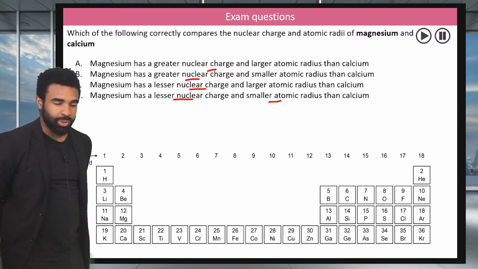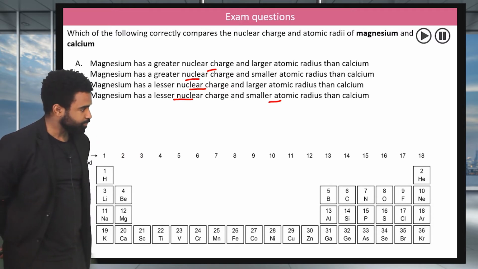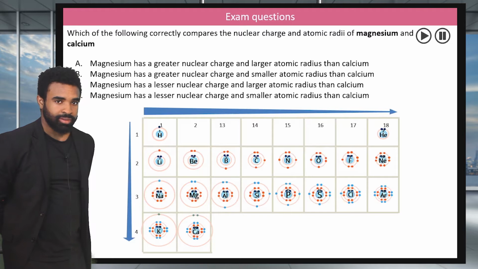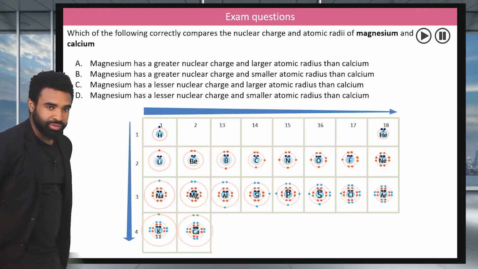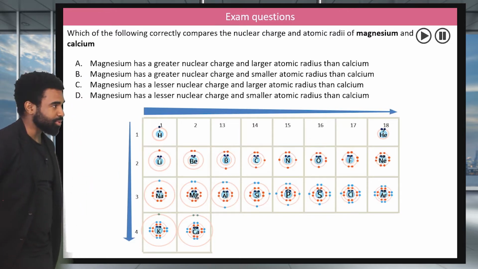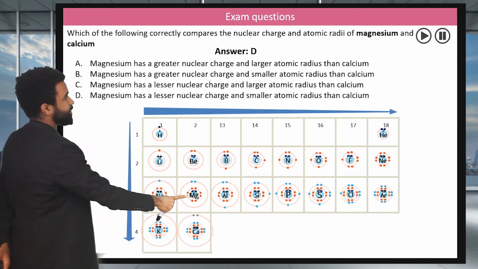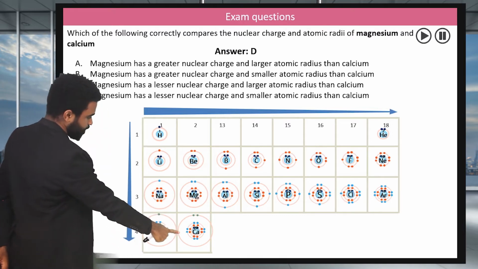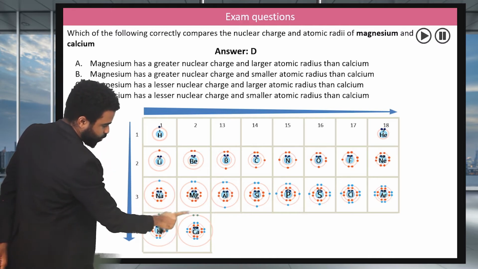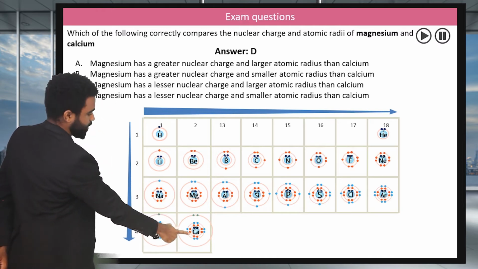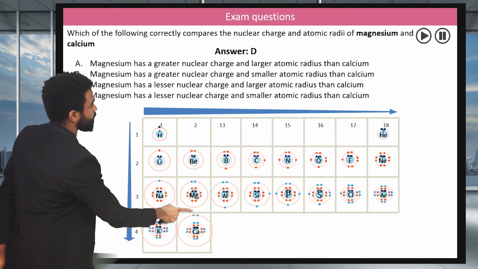In 3 seconds, I will show you a clue. 1, 2, 3. Here's your clue. Pause again, make sure you process. In 3 seconds, I reveal the answer. 1, 2, 3. Here's our answer. Answer is D. So let's look at the magnesium here and calcium. So as you can see, magnesium has one fewer shell than calcium, and it has a lesser nuclear charge.